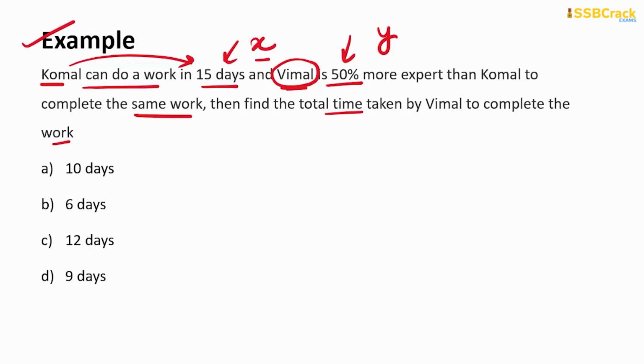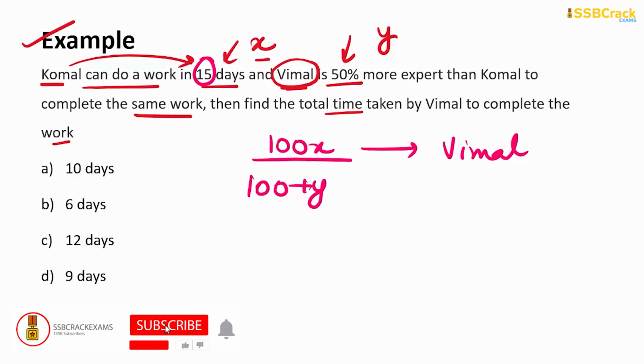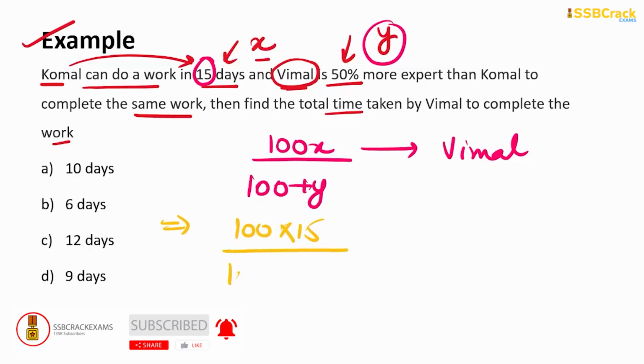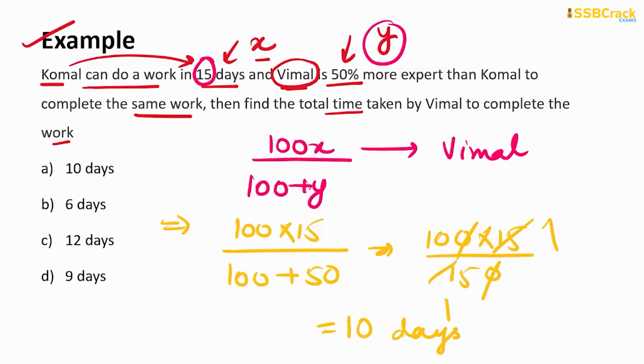Right? So we know the formula, and it states that 100x upon 100 plus Y days. Right? So this will be the time period taken by Vimal to complete the same work. Now we know that X is 15 and Y is 50. So let's put the values. So it will be 100 into 15 divided by 100 plus 50. Right? So it will be 100 into 15 divided by 150. So this 0 cancels with this 0. 15 ones are 15. So we have got the answer as 10 days, right? Let's check.